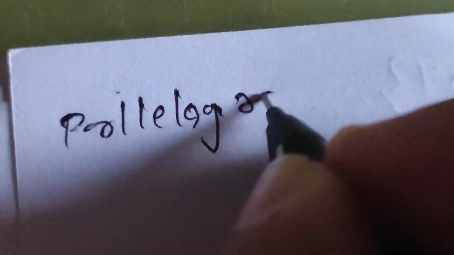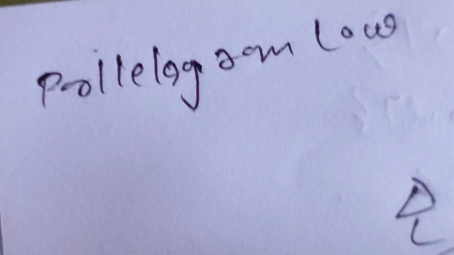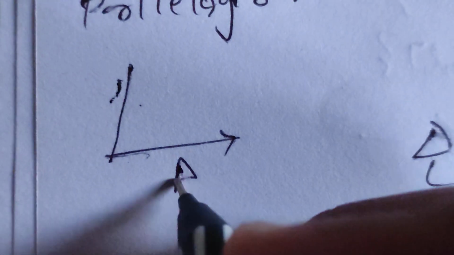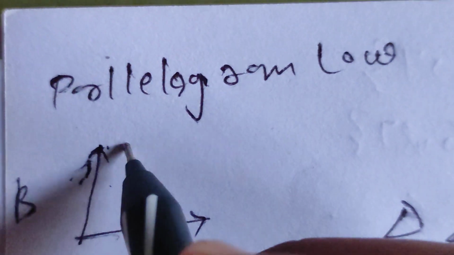Now we talk about the parallelogram law. Sorry for my spelling mistake. It is nothing if you understand the triangle law. So for the parallelogram, the two vectors are the two adjacent sides of the parallelogram. Say this is the vector A, this is the vector B. Now let's imagine this vector.